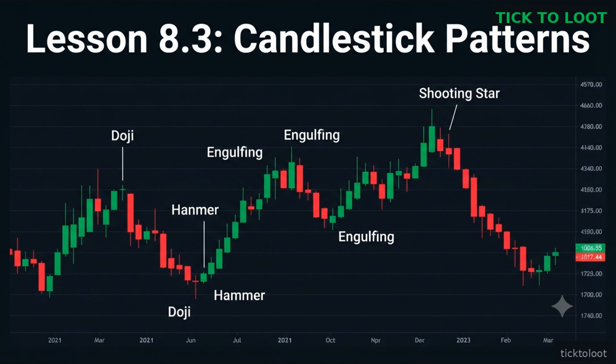Today we are on Lesson 8.3 of Unit 8, Price Action Trading. In this lesson, we are going to cover the basics of candlestick patterns, including shooting stars, hammers, hanging men, engulfing patterns, and doji. By the end of this video, you will understand how to identify and use these patterns to improve your trading decisions. Let's get into it.